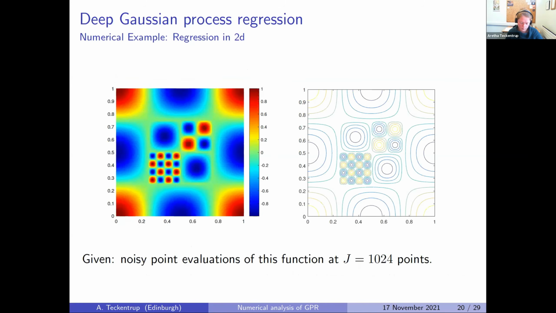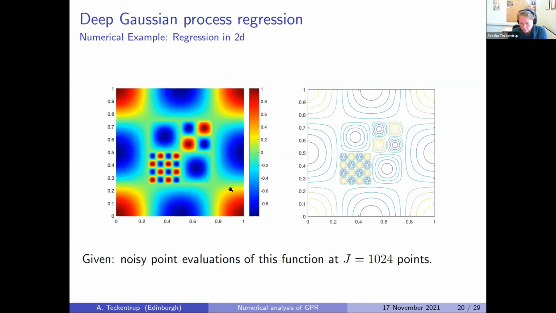We can also do an example in 2 dimensions. So we now have this function that we want to reconstruct. And again, we're given the point values of this at some points in the domain. So this is just the contour plot of this function here.